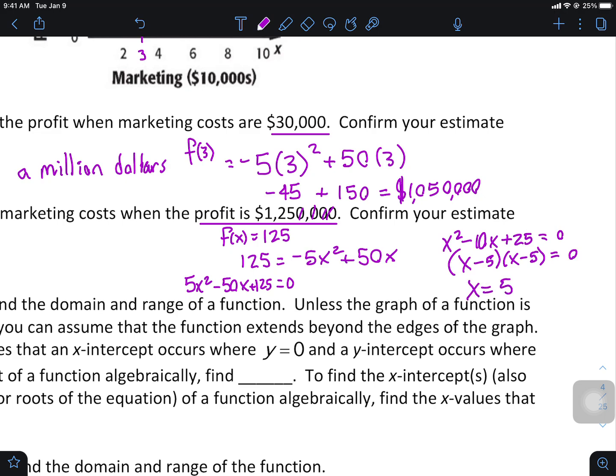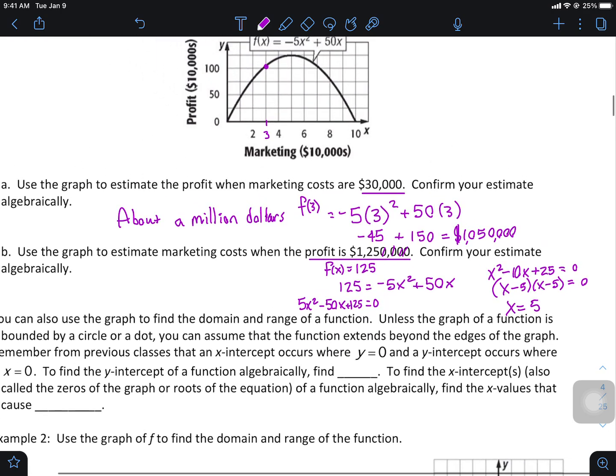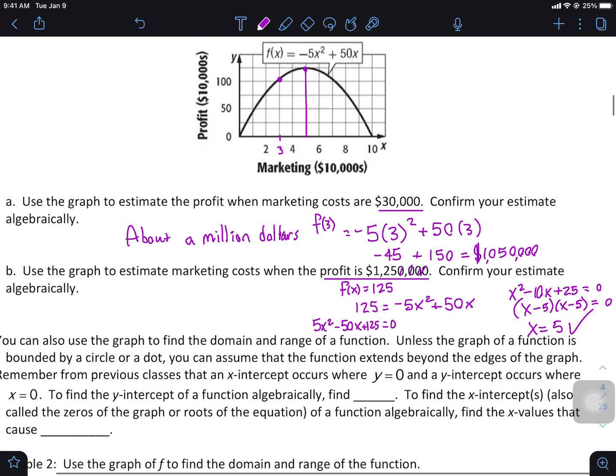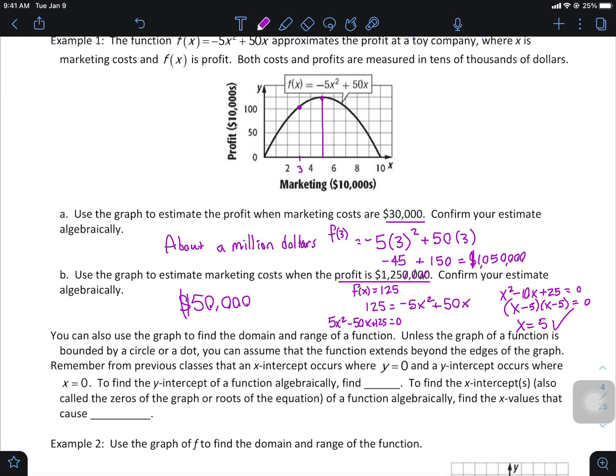You would split your factors up and set them equal to 0, but we don't really need to do that here. Let's verify that. It looks like at 5, you're at that 125, so that works out. So that is at $50,000, tying it back to the context. That's how you can do some approximation using your graph, and also just plugging in your values and evaluating.